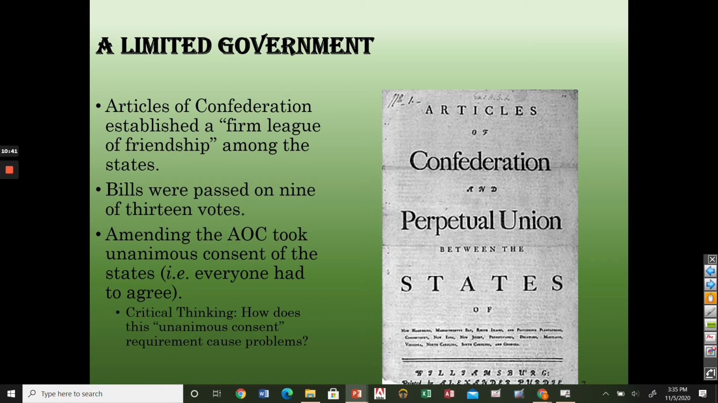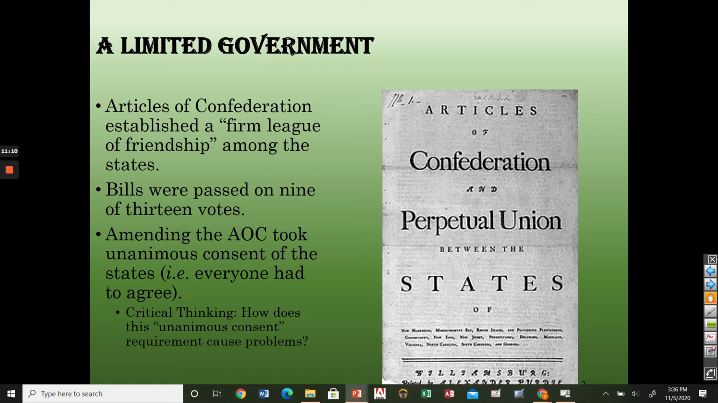You have 13 states. Some are way up in the north. Their economy is based on fishing or timber. You have some rather large states in the south. Their economy is based on cash crops. You have your middle colonies in the Mid-Atlantic region, like New York and New Jersey. They're much more diverse, based on trade. How likely is it that all 13 of them are going to agree on anything?